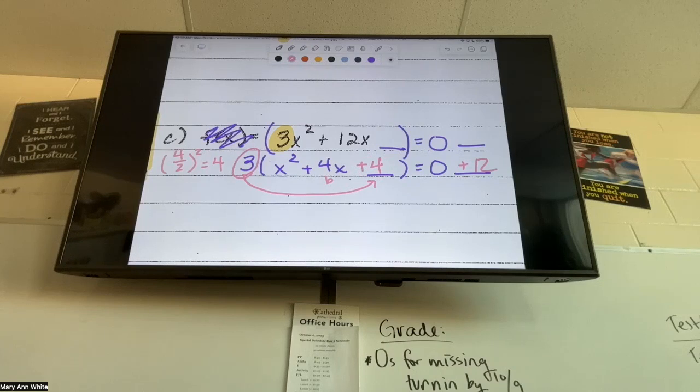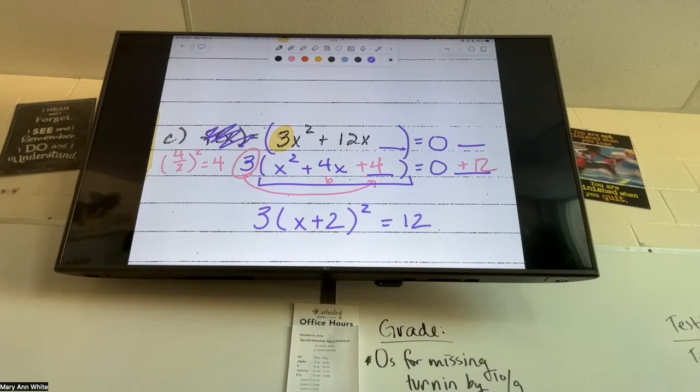The next thing I want to do is simplify, is factor down this inside the parentheses. So we're going to have 3, and that's going to be x plus or minus something squared. What is x squared plus 4x plus 4 factored out to be? X plus 2 squared. That's still equal to 12.